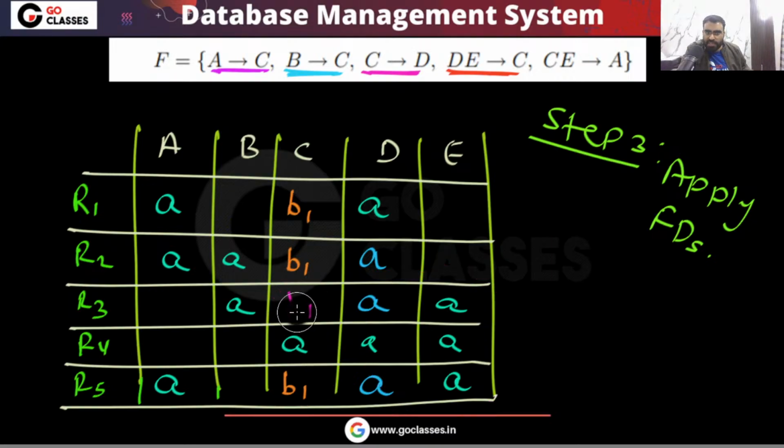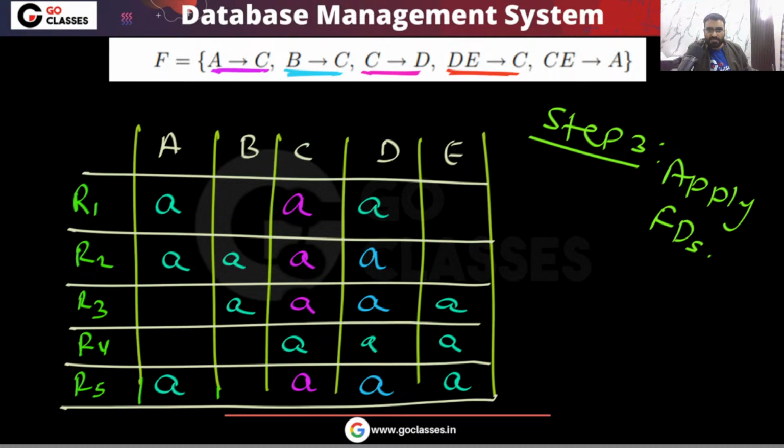Remember, we are interested in the A entries, not in the B1 entries. This B1 is just a random value. So B1 is equal to A. That is clear, right? So I can remove B1 and I can put A, because this is what we found, that B1 is equal to A. So I can put A values now.